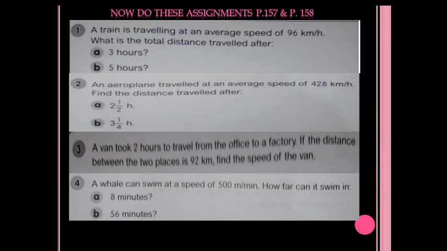Now do this assignment, page 157 and page 158, number 1 until number 4. And then don't forget to write down your name on the top right corner. If you have done, send it to Google Classroom, okay? And I will check it later.